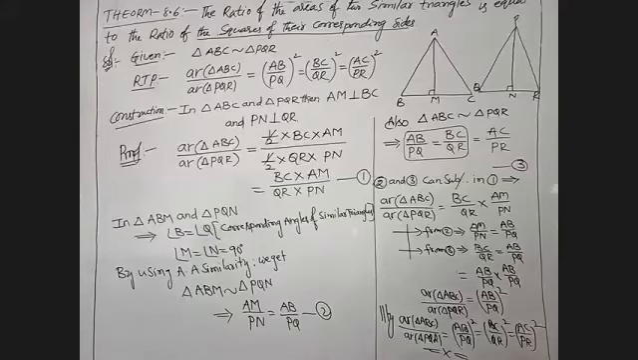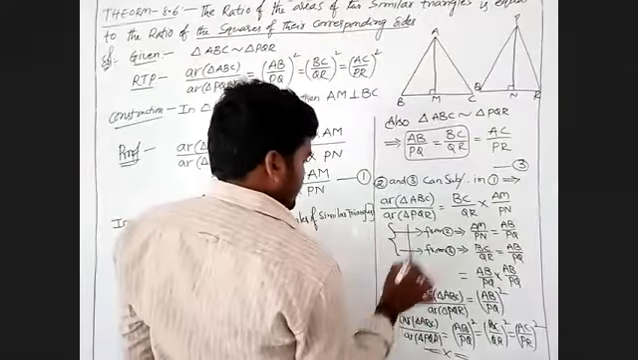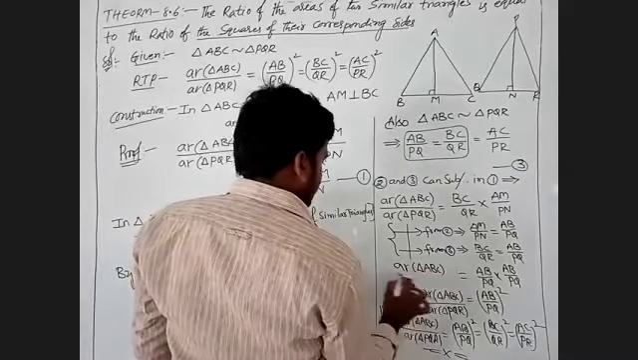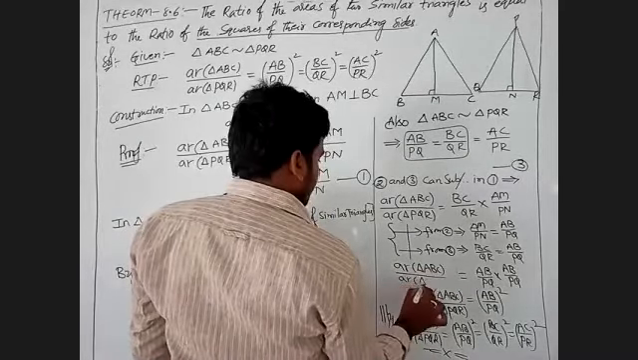One more step we have to write. This is for rough work. I will write area of triangle ABC by area of triangle PQR.